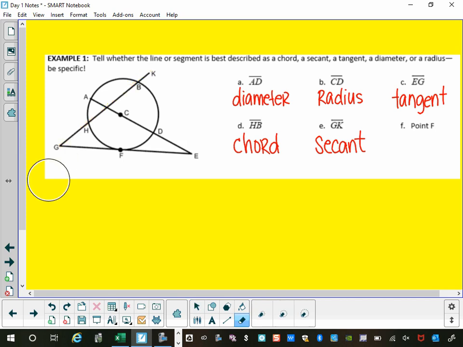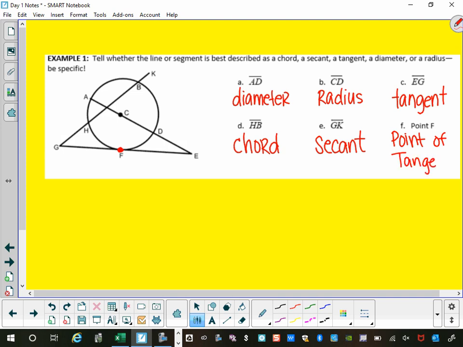And everyone should get letter F. What is point F? Do we all agree that is point of tangent? Yes. Good. Alright, good. Oh, tangency. I knew it was weird. Point of tangency. Alright, so we're good on vocab. Let's turn to the next page.